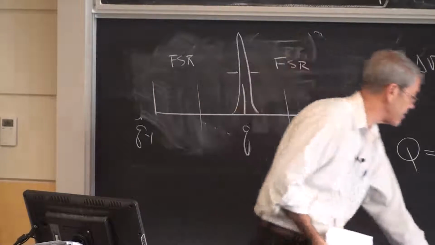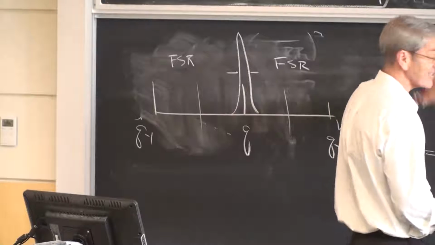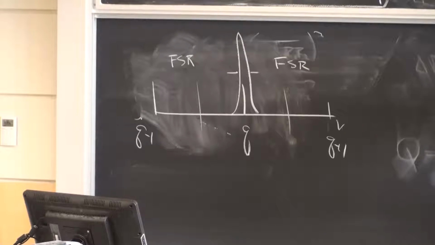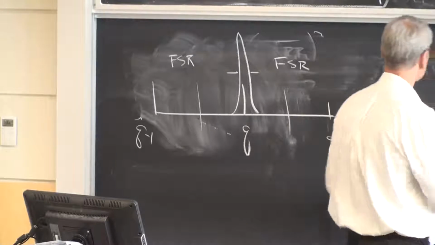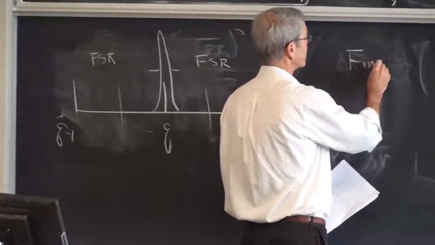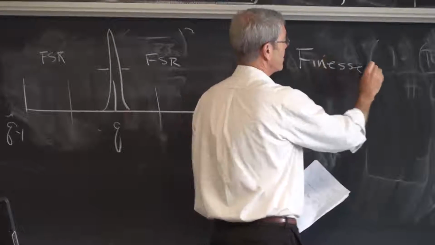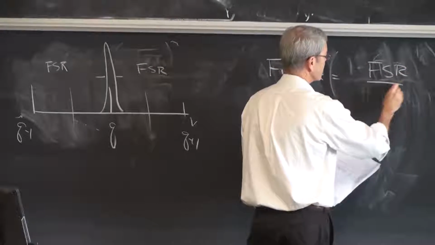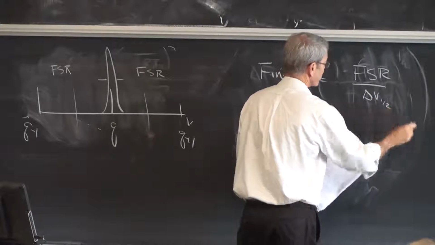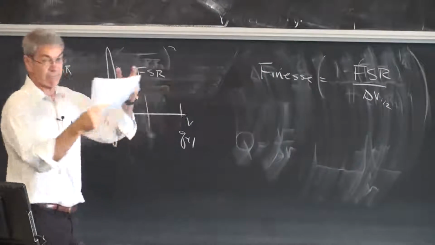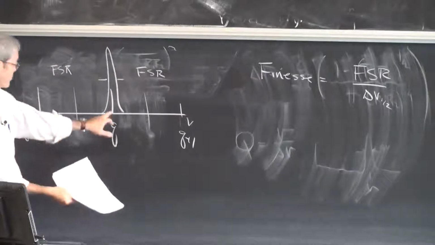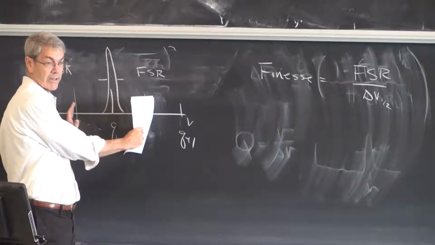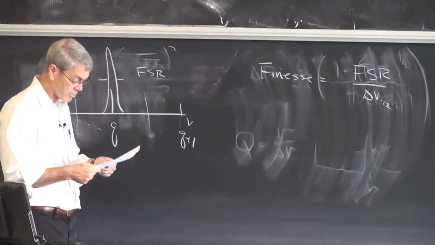And so we're going to define a modified Q called the Finesse. You've probably heard the word Finesse. We define it formally. So yet another definition today, Finesse. And it's the free spectral range divided by delta nu 1/2. So instead of being nu, the absolute frequency divided by the half width, it's the free spectral range divided by the half width. And this is a much more realistic number.